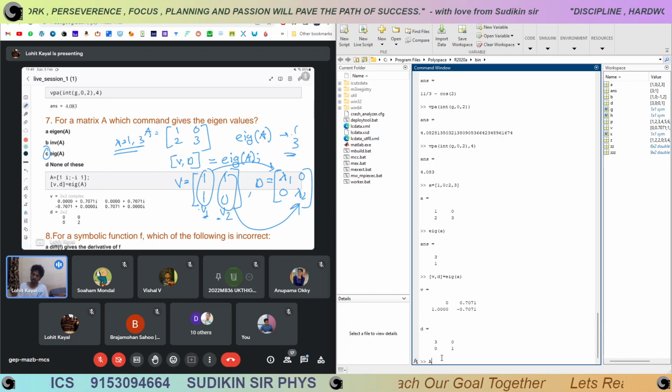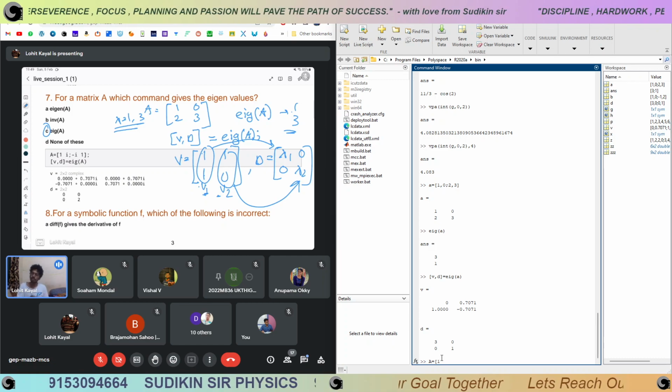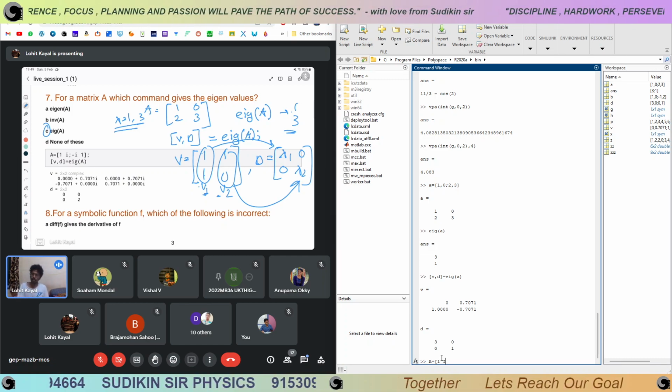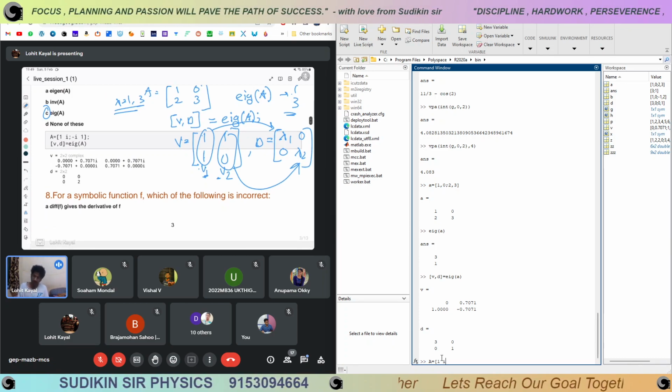You can just go to Google and search how to find eigenvalues in MATLAB. It will give you the whole documentation. There are various other options you can deal with, and you will be able to learn from that. But this is the basic idea.